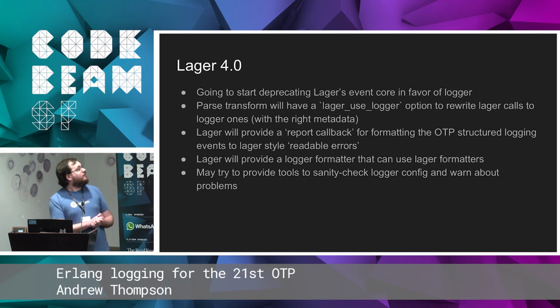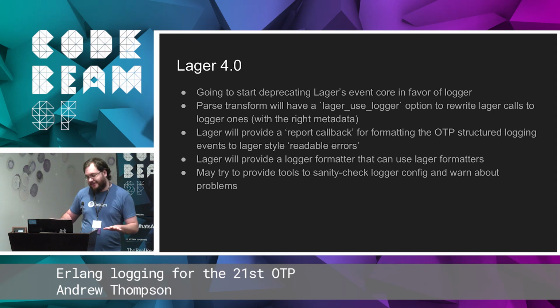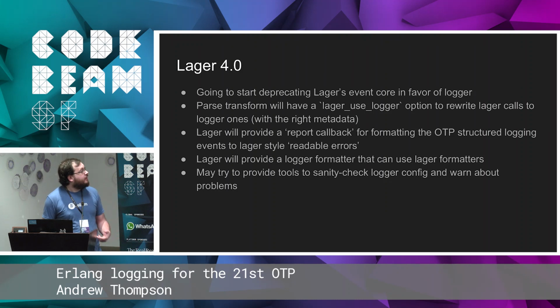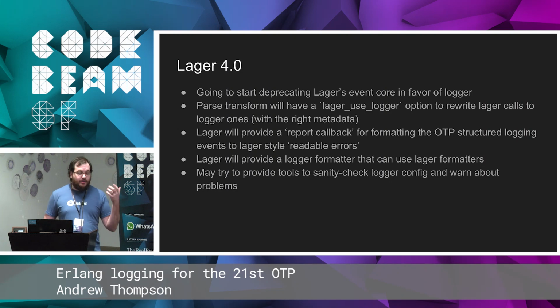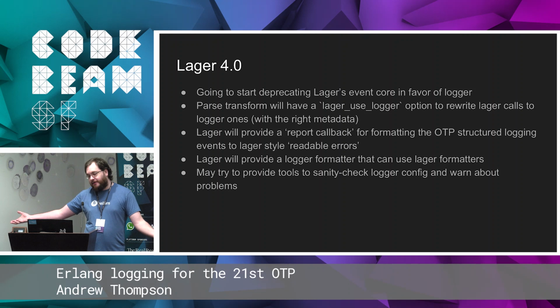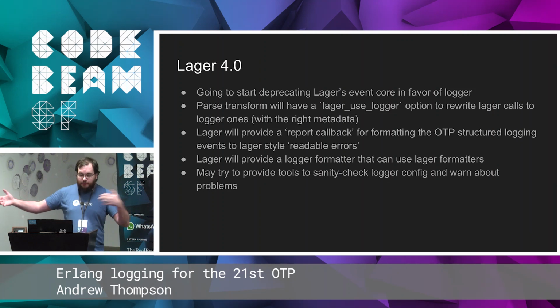So today I'm announcing, it's not out yet, but Logger 4.0 will be coming out when I get enough time to finish it. I have a branch, and it actually works, but I'm still working on it. We're going to deprecate Logger's event core in favor of the OTP logger. The infamous parse transform will have a mode to rewrite all of Logger's calls into the OTP logger call format, and it will rewrite the metadata, put it in the right format. It all works. I already have this all working.